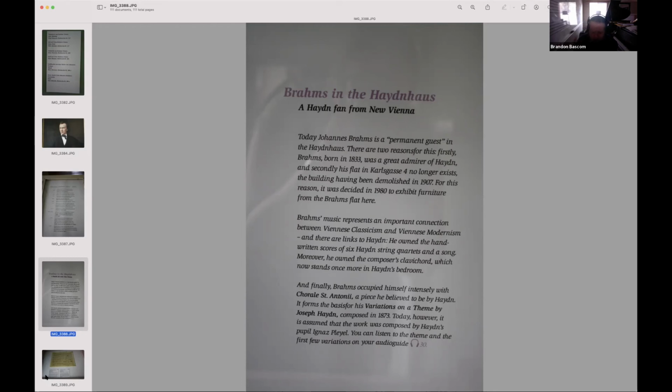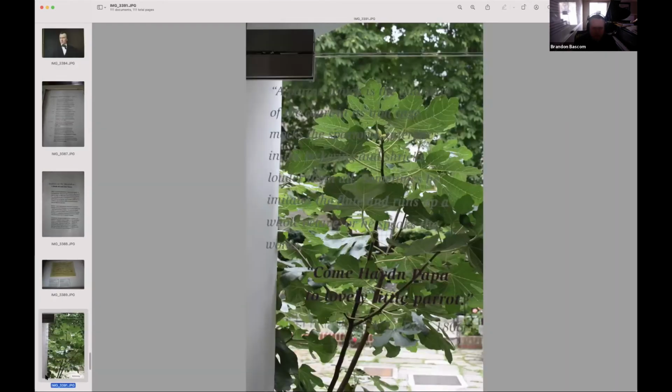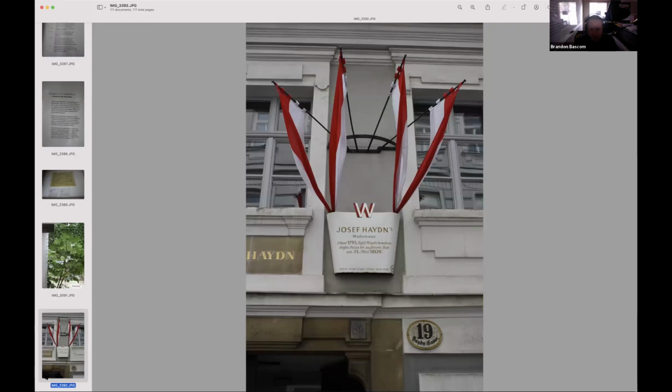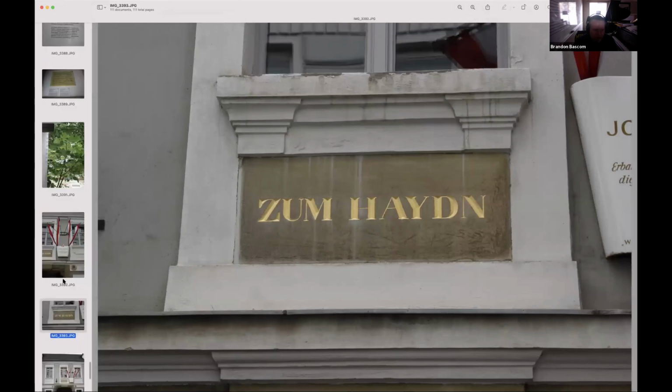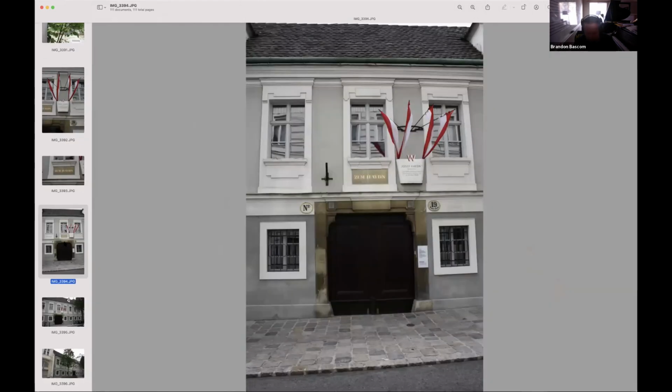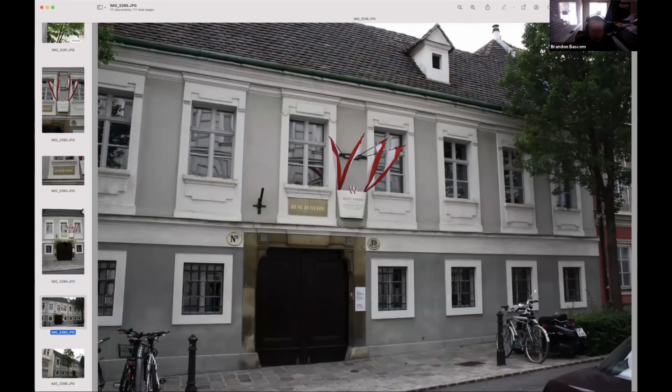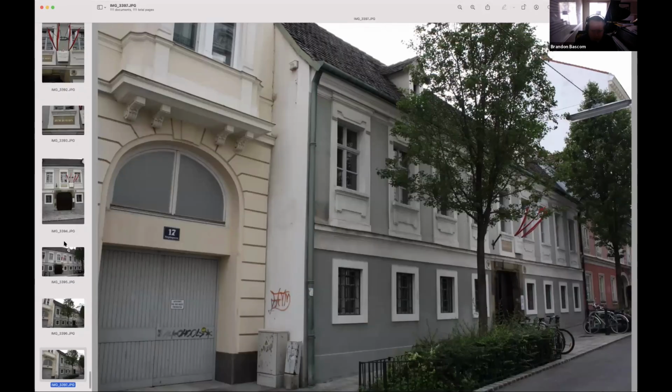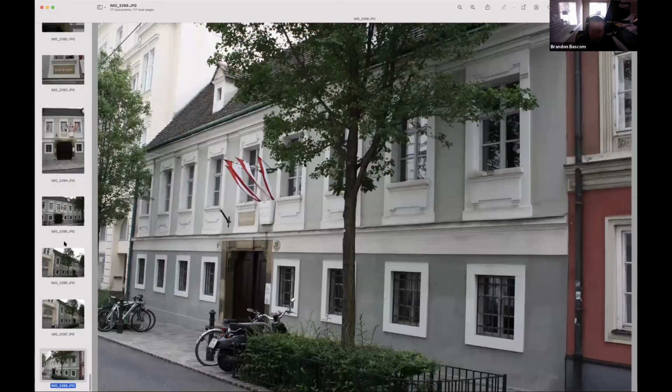And then if you're there and you have the audio guide, it plays a little portion of it. There are the flags I was telling you about that are on all the Vienna museums. So this is what the outside of the house looks like. Kind of pretty, huh? And big. So I hope you enjoyed that little tour of Haydn's house and the museum that's there.